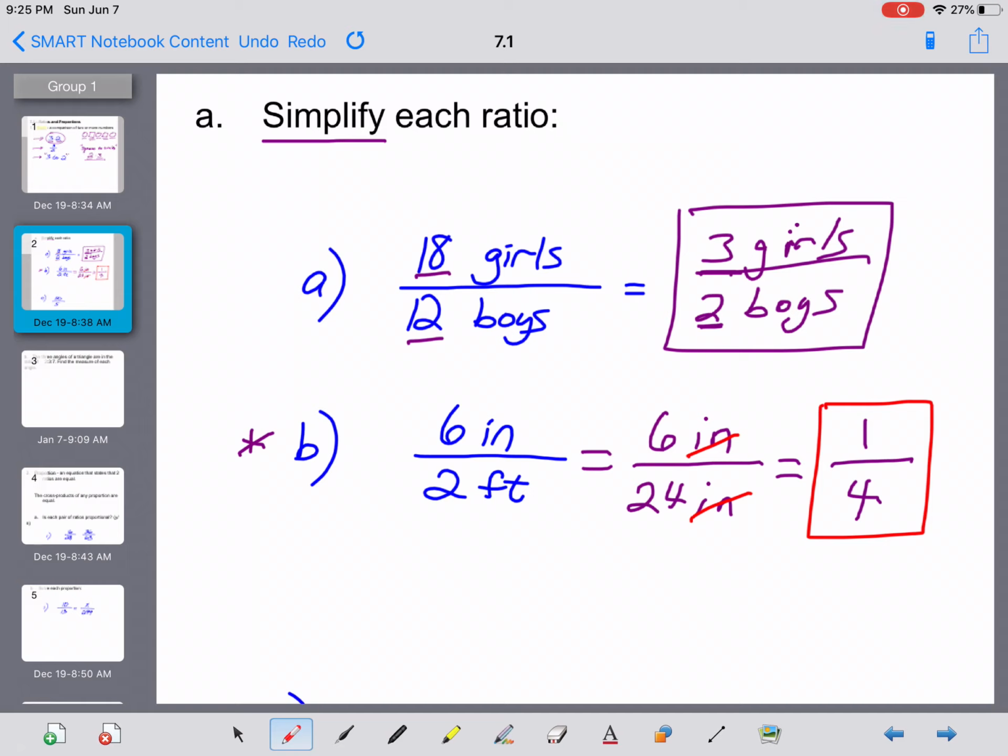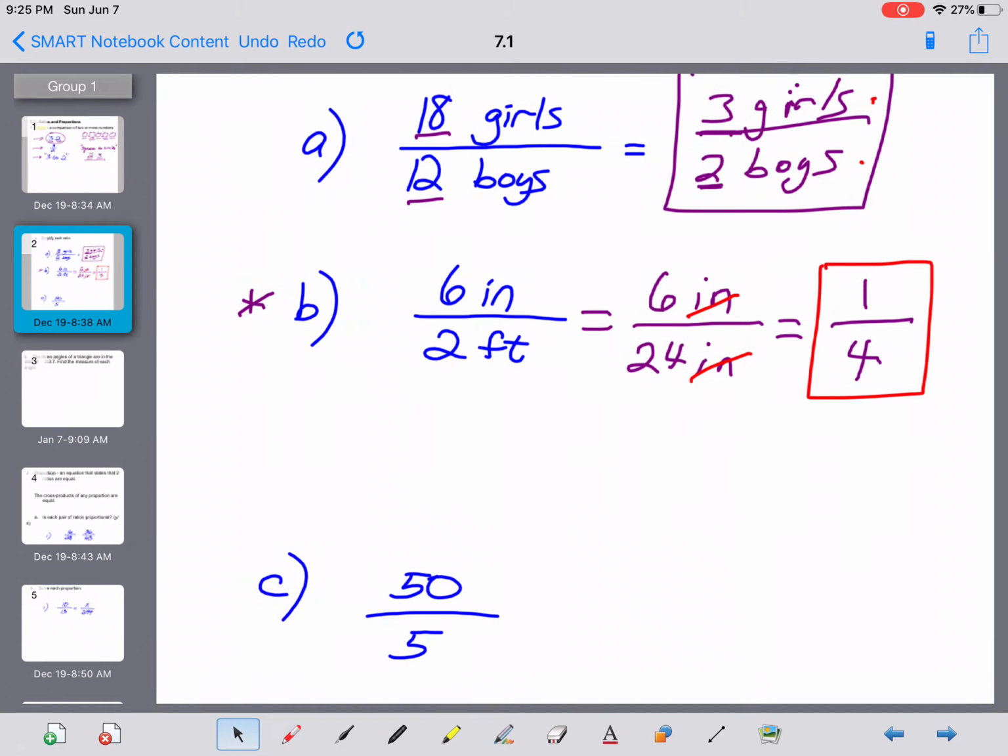Because example A had different units, girls and boys, we leave those units in the answer. But in B, when we have this ratio of 6 inches to 2 feet, we converted everything to inches, and we ended up with a ratio of 1 to 4, and we don't include any units in our answer here.